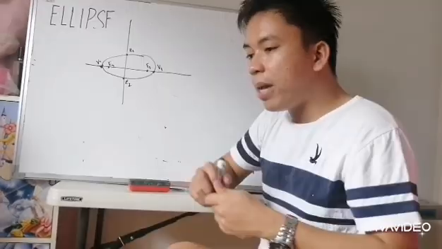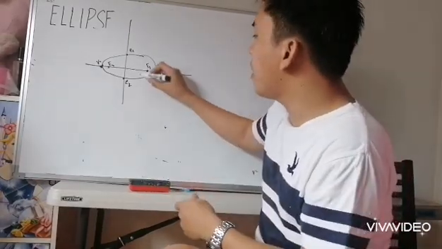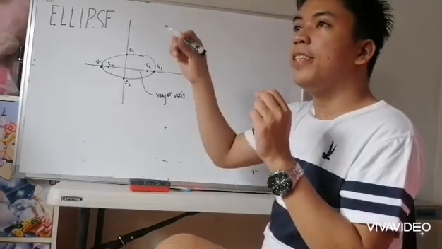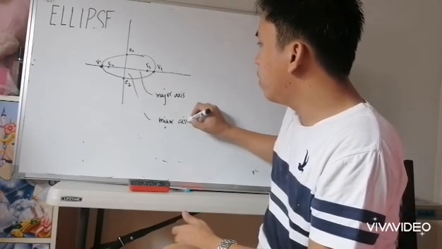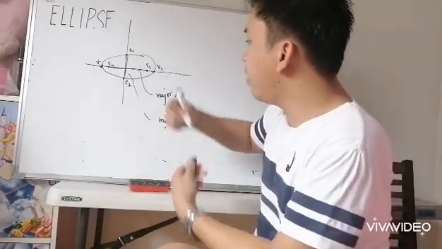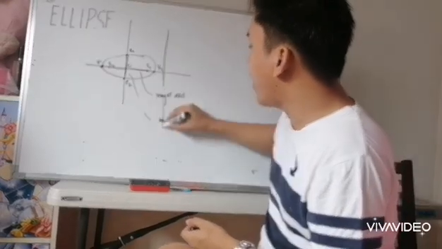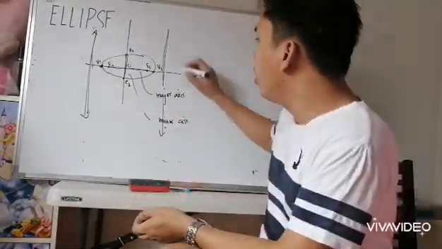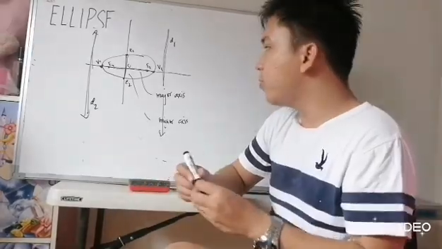The line segment connecting vertex 1 to vertex 2 is the major axis. The line segment connecting the two co-vertices is called the minor axis. So this is our major axis, and this is our minor axis. The intersection of the two axes is called the center. We also have two imaginary lines, called directrices, or directrix in singular. Let's say this is d sub 1, which represents directrix 1, and d sub 2 represents directrix 2.